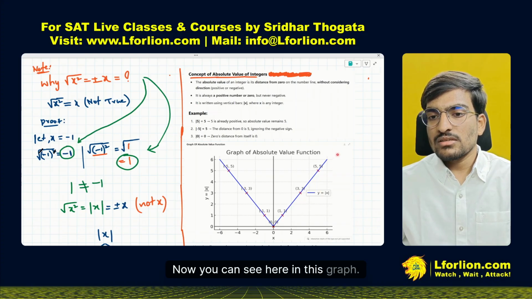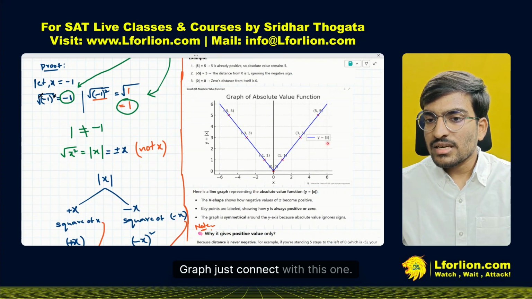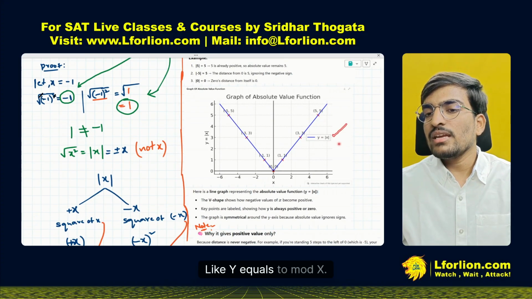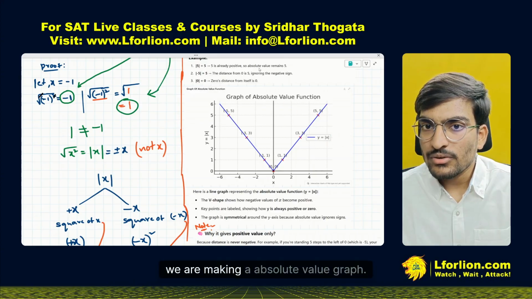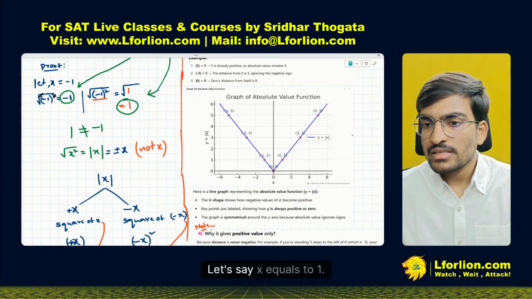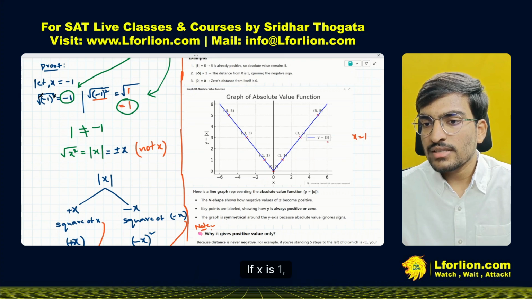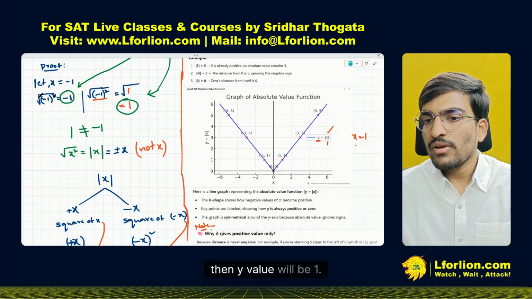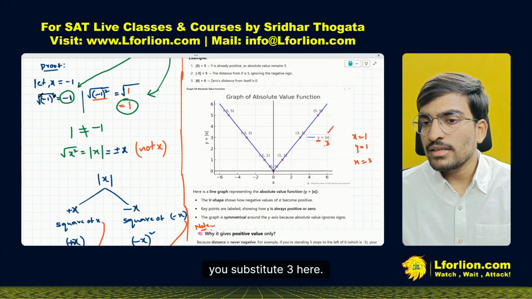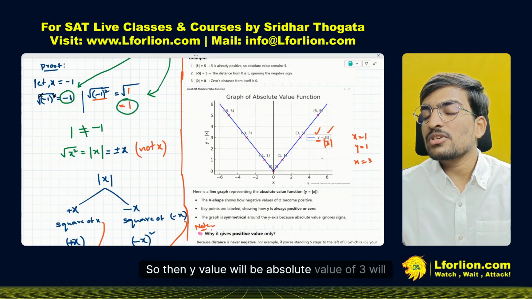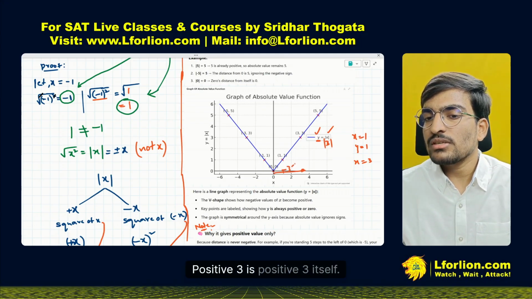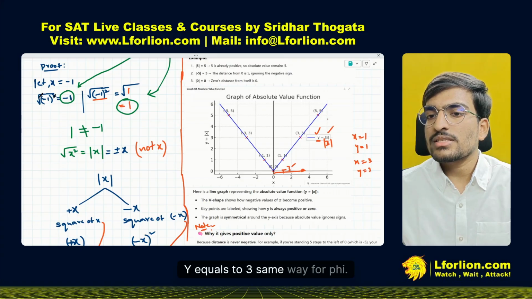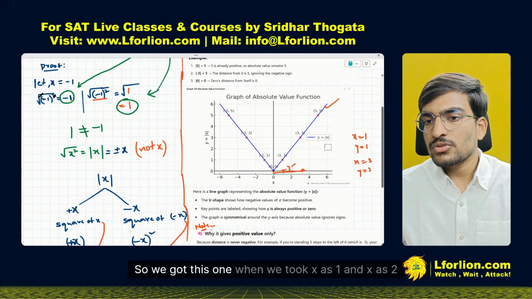Now you can see in this graph, y equals mod x. We are making an absolute value graph. Let's say x equals 1. If x is 1, the absolute value of 1 is 1 only, so the y value will be 1. If x equals 3, you substitute 3 here. So the y value will be, the absolute value of 3 is 3 itself, y equals 3. Same way for 5.